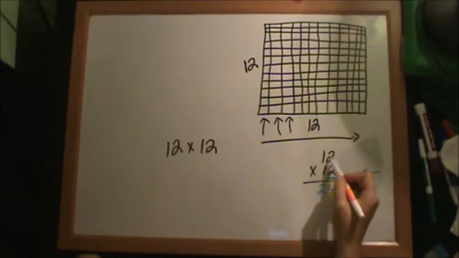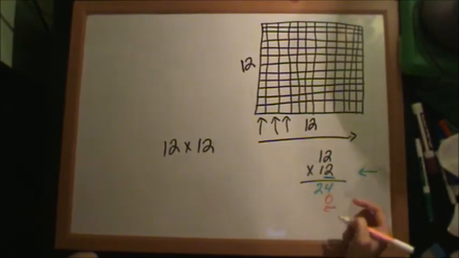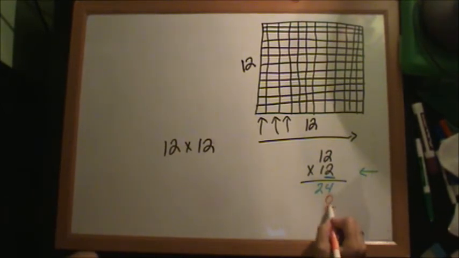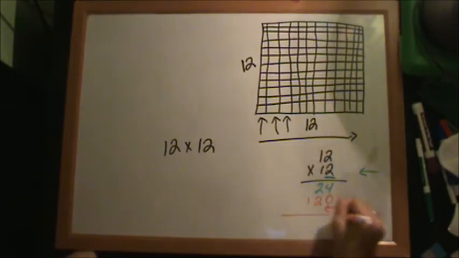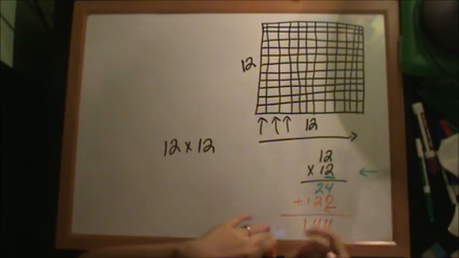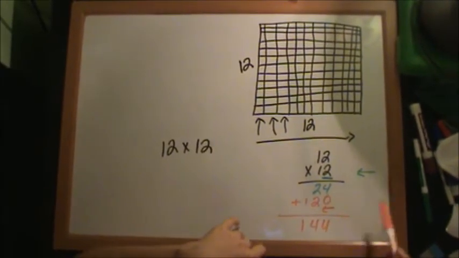Now I have 1 times 2. You scoot over 1. Standard algorithm, you scoot over 1. You put a 0 as your placeholder. 1 times 2 gives me 2. 1 times 1 gives me 1. So I have 144 when I add these up. How does this work? The answer is always place value. This works because of place value.